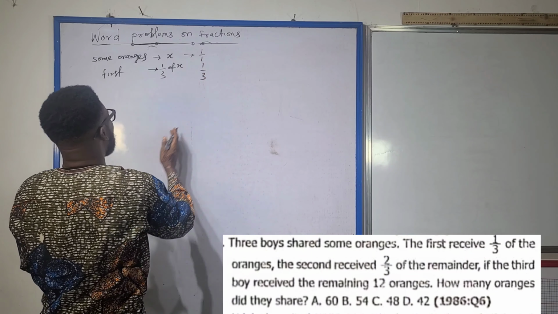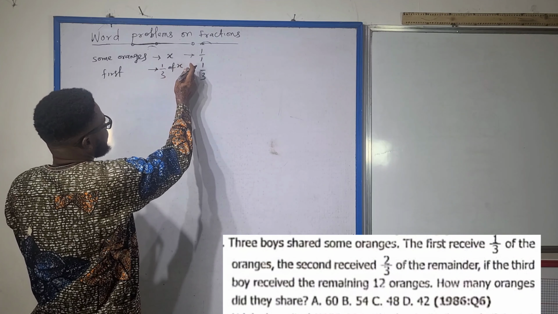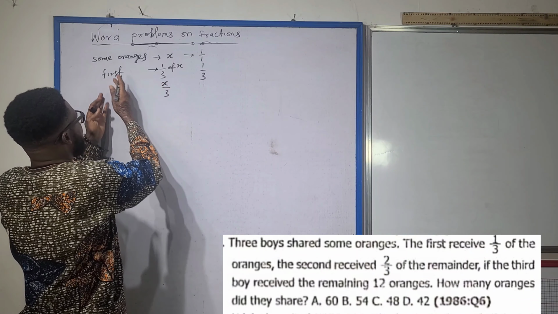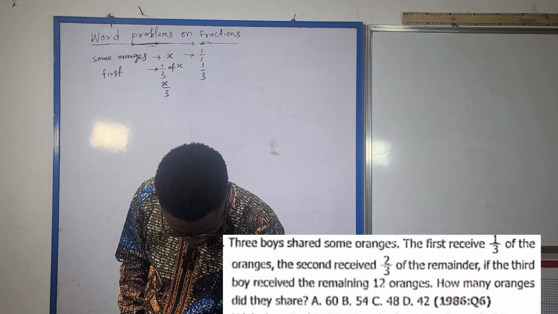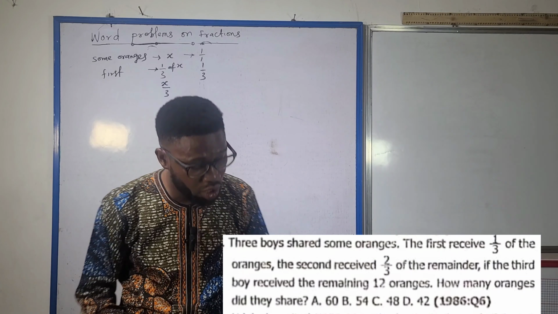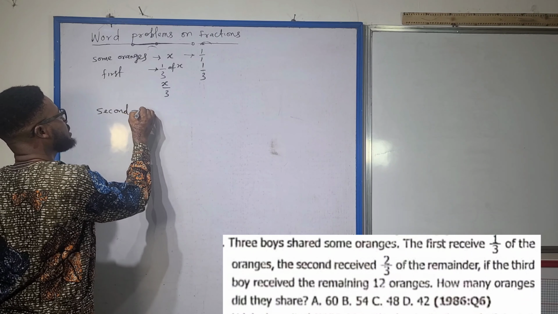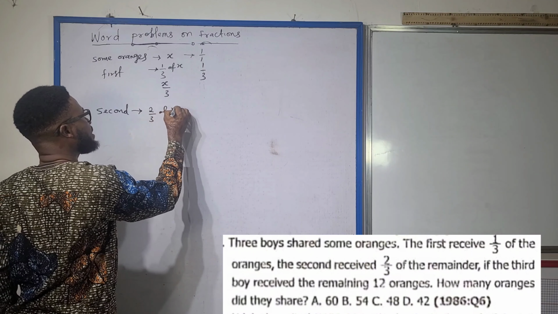This is in fraction term, but in real value, it means the person received one-third of X. Receiving one-third of X will then mean X over 3. That is for the first person. And then in the question, we moved forward. It says the second received two-thirds of the remainder.